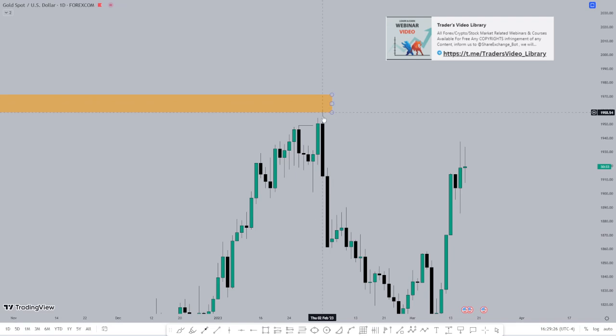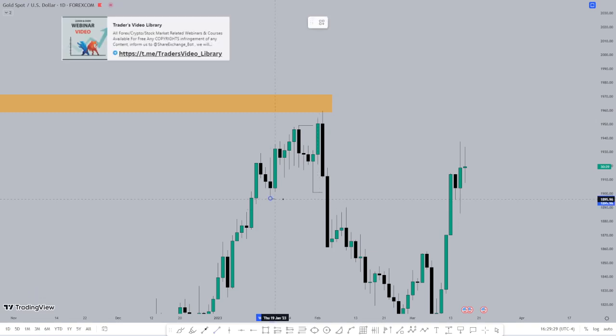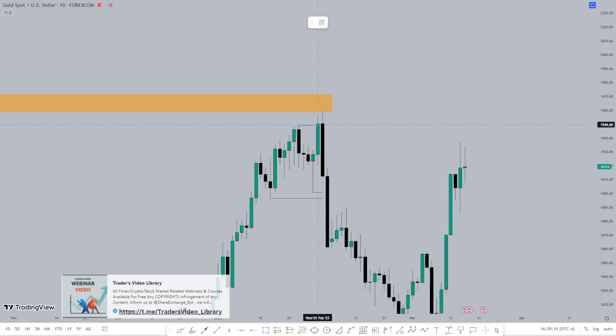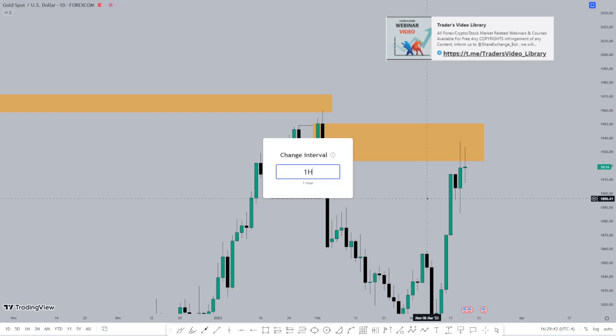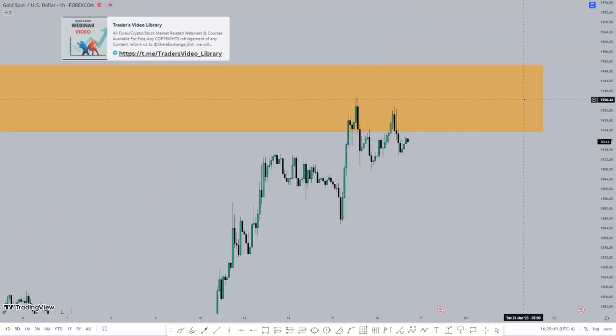Price drops. Just look how aggressively price displaces from here. Breaks the structure right here, and we have two last down close candles right here. Let's use this right here. You can also use this one candle right here, but I prefer to use both. So let's go on lower time frame right now.